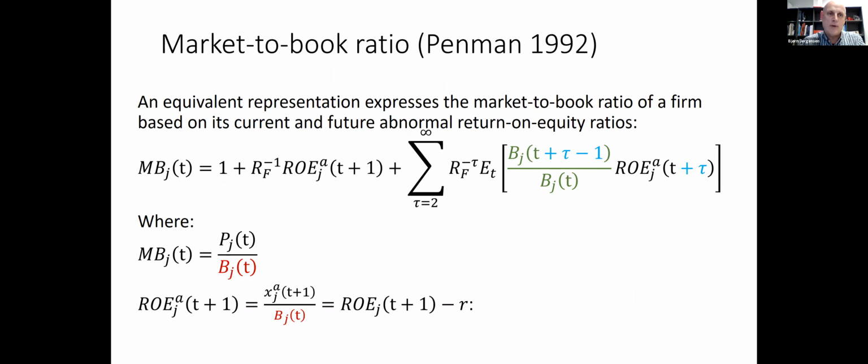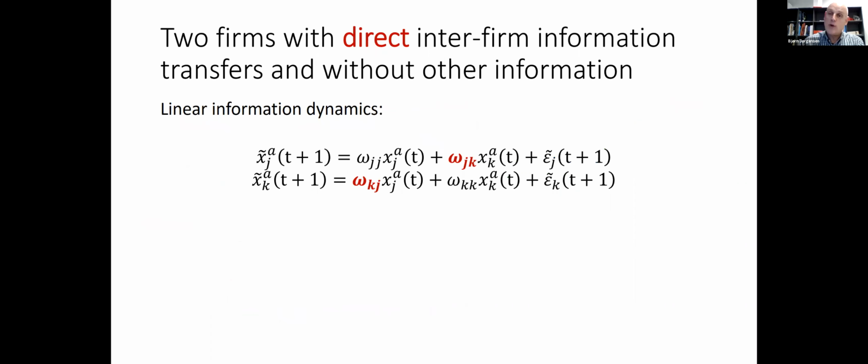When you think about the market to book ratio, again, the market to book ratio in a single firm setting is 1 as a benchmark if there's no future abnormal return on equity, plus the discounted sum of growth in book value multiplied by the abnormal ROE. So now we're getting to what we do.